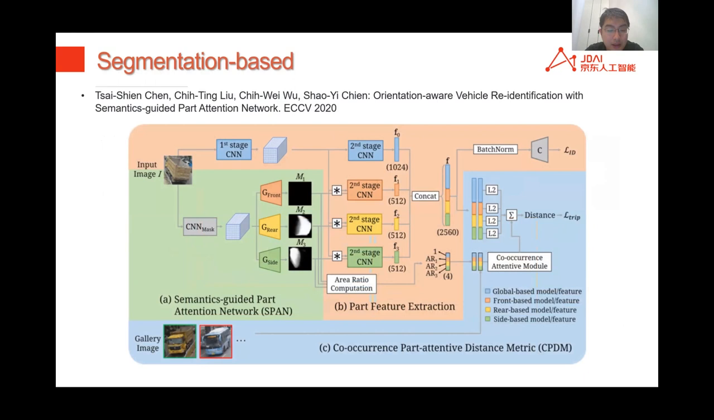Instead of using key points or part labels, this paper proposed a dedicated semantic-guided part attention network to robustly predict part attention masks for different parts of the vehicle, given only image-level semantic labels during training. With the help of part attention masks, we can extract discriminative features in each part separately.